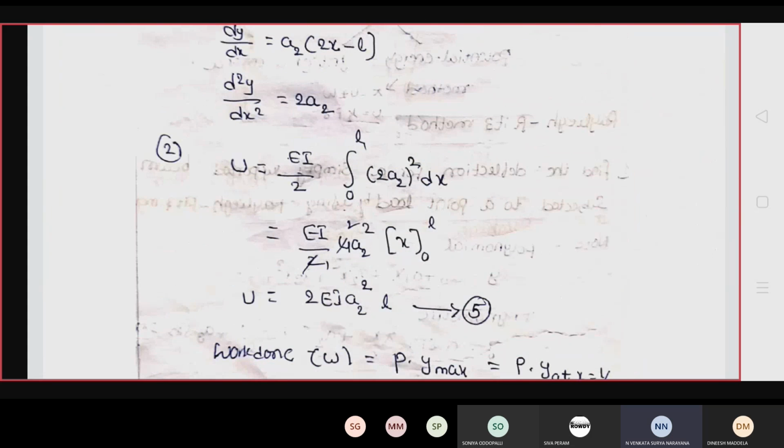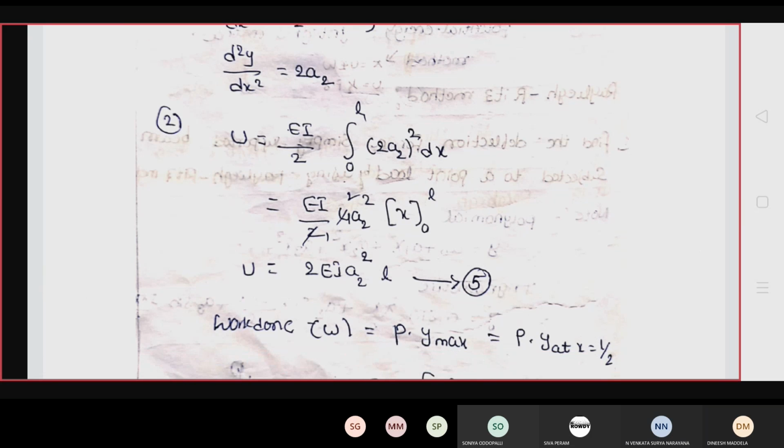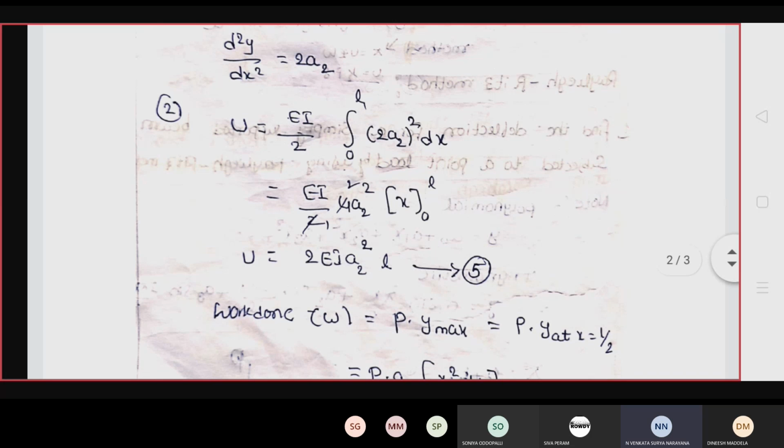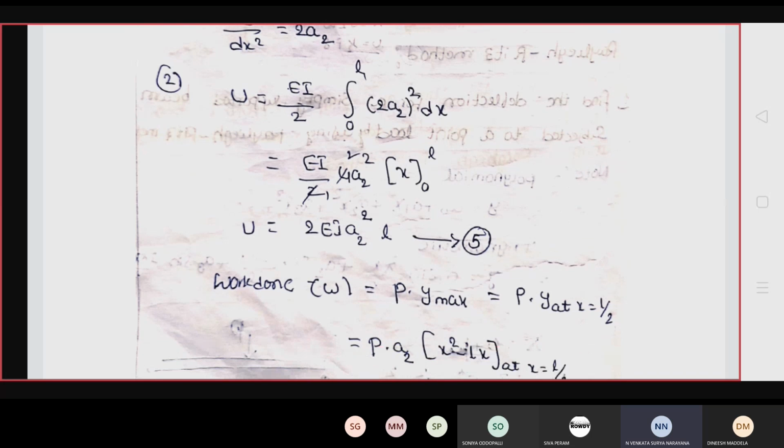Here, U equals a by 2. Instead of d square y by dx square whole square dx, I am putting the 2a2 value, 2a2 whole square dx. After that, a by 2, and in this 2a2 square, all the values are constants, 2 into 2, 4a2 square. Then after taking 4a2 whole square common, the remaining will be 1dx. Integral 1dx is x. Next, putting limits x from 0 to L, after that 2EI a2 square, putting limits x equal to 0, then L, we get 2EI a2 square L.